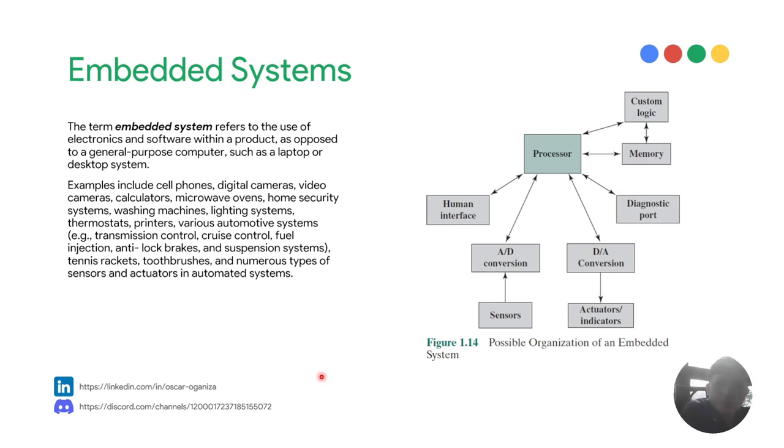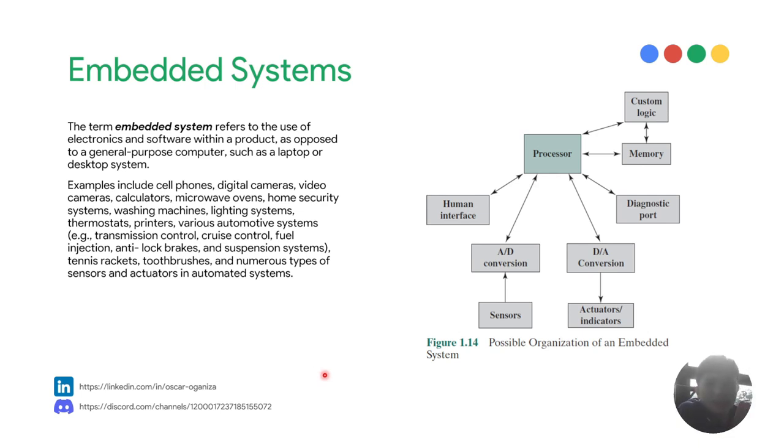So today we were able to tackle embedded systems, which refers to the electronics and software within a product. For example, cell phones. We also have security systems, calculators. These embedded systems have their own firmware, software embedded. That's the idea behind it. So these are some of the numerous types of sensors and actuators in automated systems. Again, cell phones, washing machines. The best example of an embedded system that we have is the cell phone.